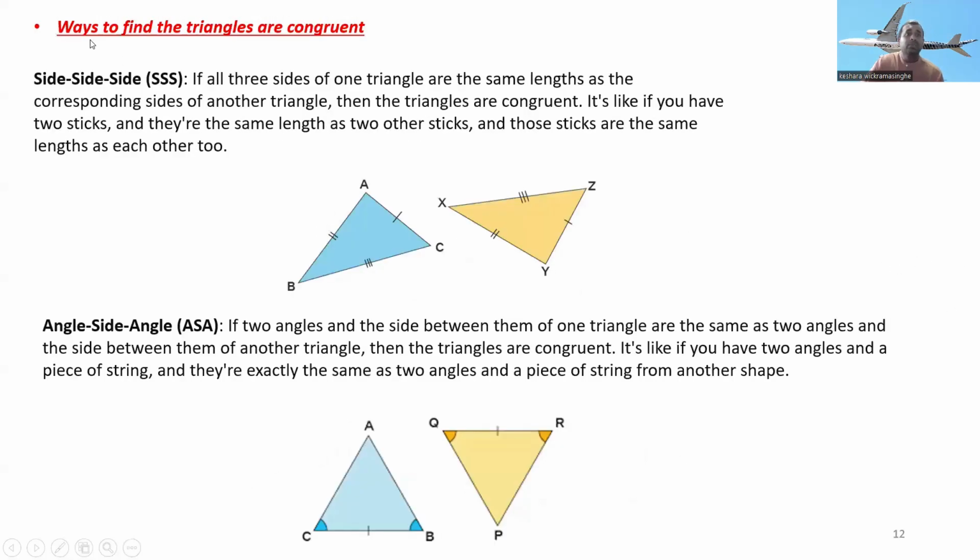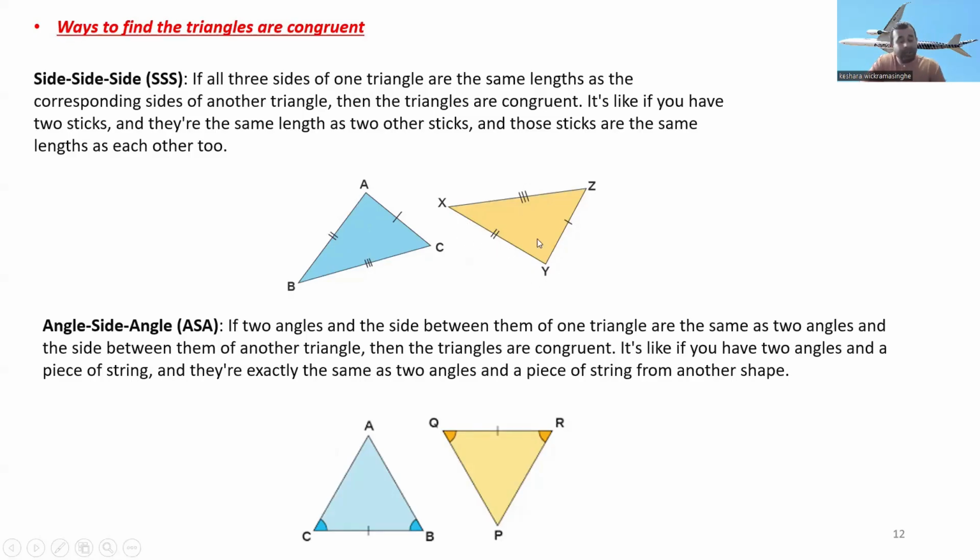Now, the ways to find whether triangles are congruent. There are some ways to find that triangles are congruent. The first way is the SSS rule, side-side-side. If three sides of one triangle are the same length as the corresponding sides of another triangle, then the triangles are congruent. We will call this triangle number 1 and this triangle number 2, and the BC side of triangle 1 is equal to the XY side of triangle 2.